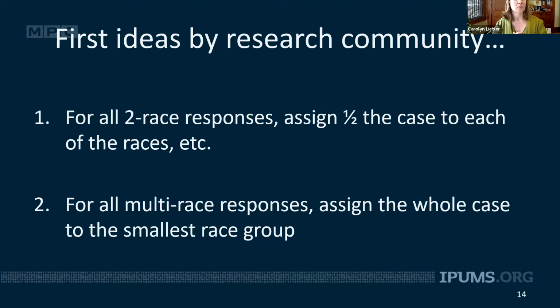So one idea would be to take all 2 race people and give each of their race groups a half weight. So someone who's Black and Asian gets a weight of half into the Black category and half into the Asian category. Or you could just assign the whole case to the smallest race group, which means a Black Asian person would go into the Asian group. Both of these are for the convenience of the researcher and are not actually based on any kind of empirical reality. So that is the basic problem.